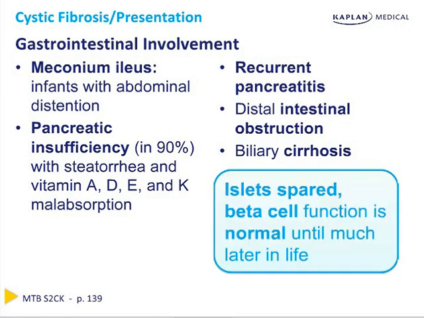And it's important to remember that in the pancreas, the islet cells are often spared, beta cell function will remain normal. However, we've already mentioned that some patients will go on to develop diabetes. This is not a result of direct destruction of the beta cells by cystic fibrosis. Rather, it's a result of recurrent pancreatitis over time that eventually spreads out and will affect the endocrine portion of the pancreas simply by repeated episodes of inflammation.